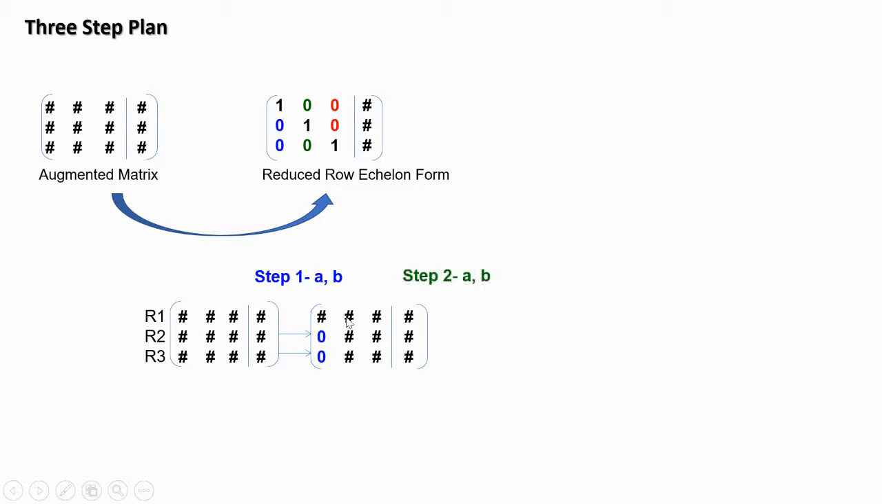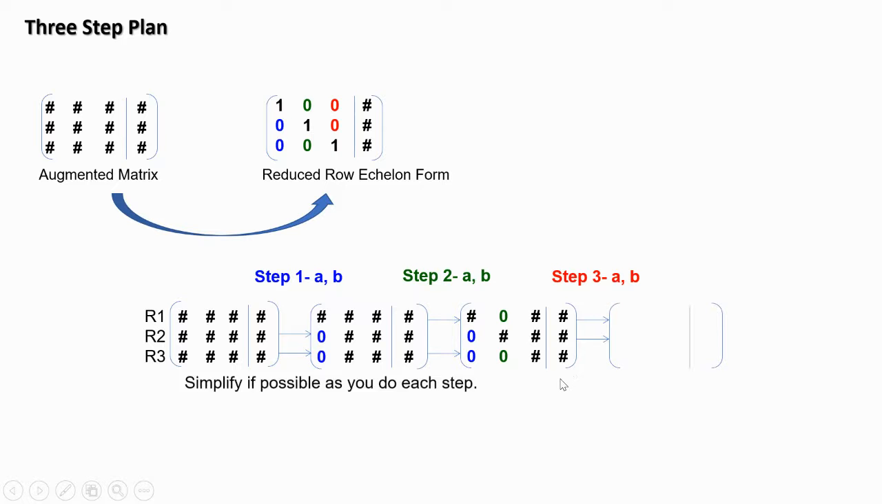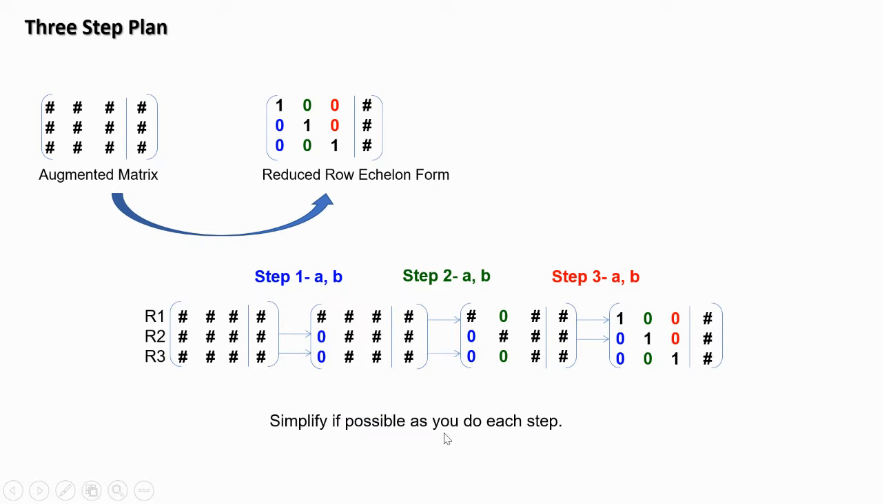For step 2, the numbers here on top on the first row and on the third row, on the second column, those must be zeros. So row 1's going to change and row 3's going to change. After you do the operation, it should look something like this. Finally, for the third step, these two here must be zeros, which is first row, third column, and second row, third column. After you execute the operation, it should look something like this. And again, you simplify as you do each step. So this is your result.